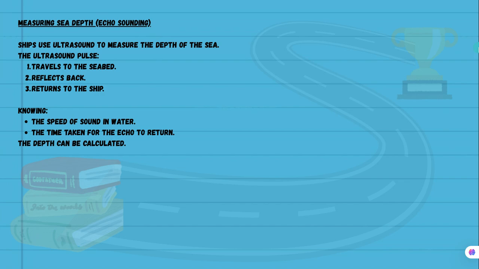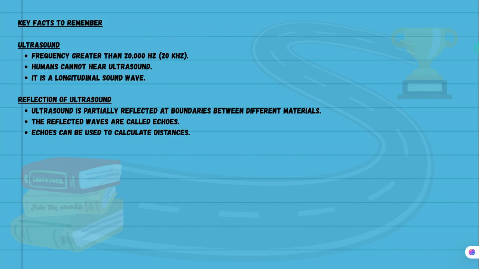Measuring sea depth: echo sounding. Ships use ultrasound to measure the depth of the sea. The ultrasound pulse travels to the seabed, reflects back, and returns to the ship. Knowing the speed of sound in water and the time taken for the echo to return, the depth can be calculated.